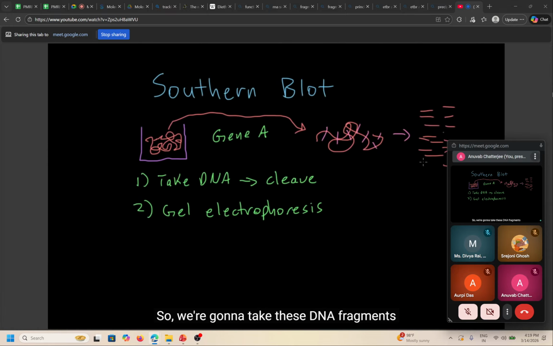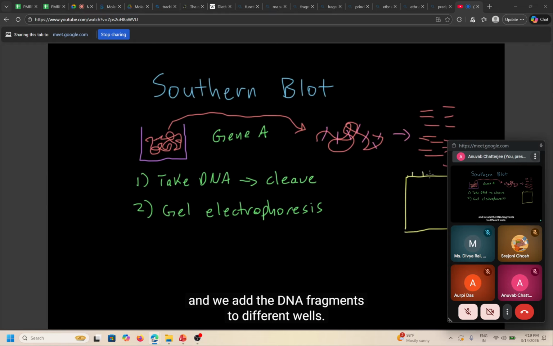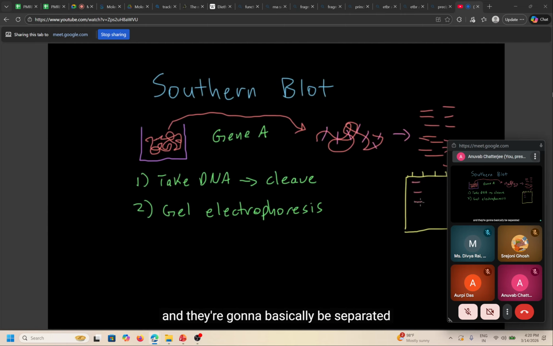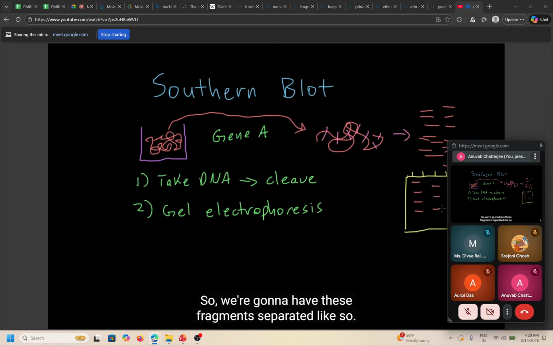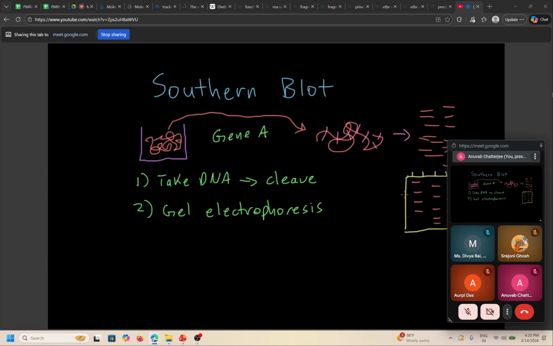So we're going to take these DNA fragments and we're going to run them on a gel. So let's imagine that this is the gel, and we add the DNA fragments to different wells. So the fragments are going to move down the gel, and they're going to basically be separated based on size and based on charge. So we're going to have these fragments separated, like so. So now we've got this gel and we've got the DNA fragments separated by size on this gel.